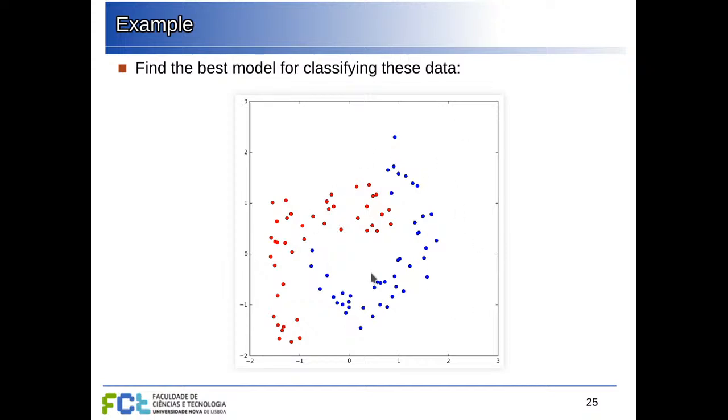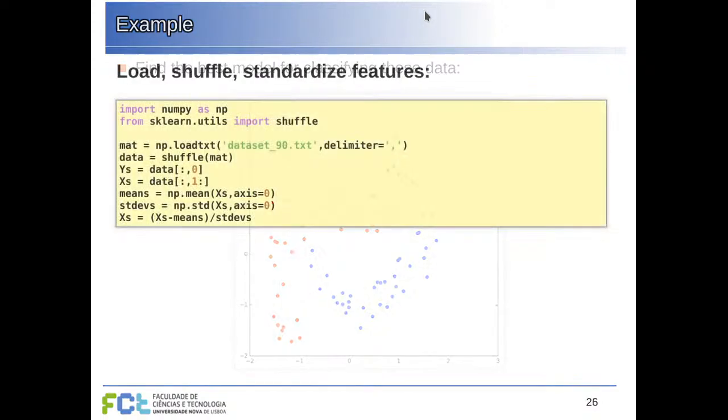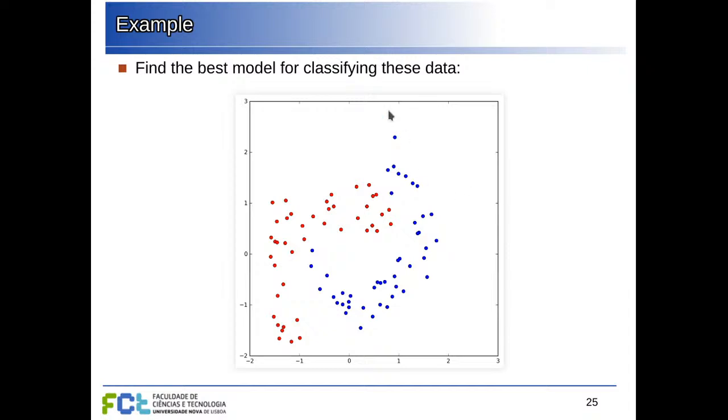We're going to use this data. This is an artificial data set. It doesn't mean anything, but it's good to represent these curves and to see how we can try to classify these points. So we're going to start by loading the data, shuffling everything, and standardizing.